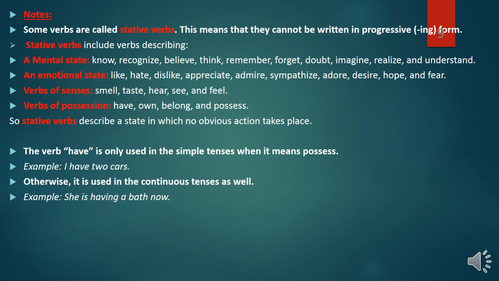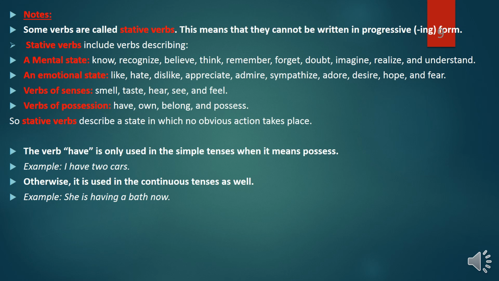Verbs of senses, such as smell, taste, hear, see, and feel. I cannot say I am feeling sad, I feel sad. I cannot say I am smelling, I say I smell. I cannot say I am tasting or I am hearing also. So I have to keep the verb as it is.